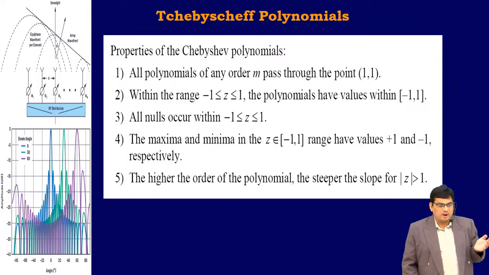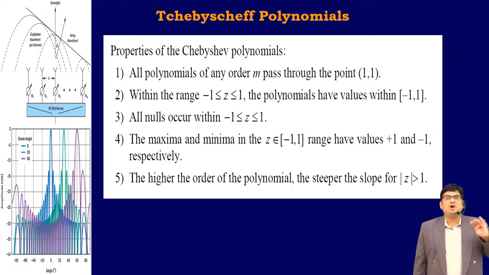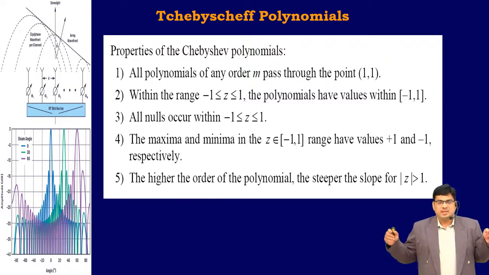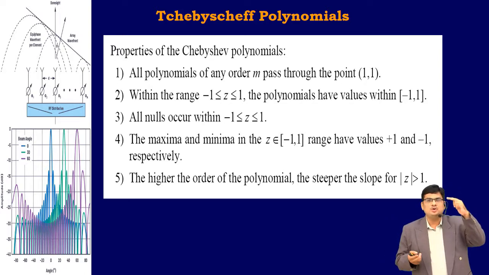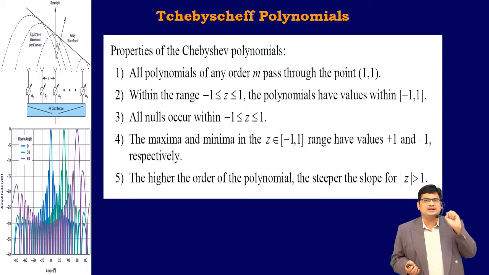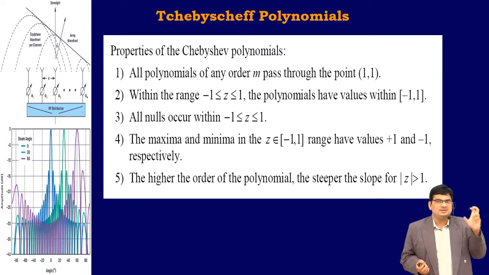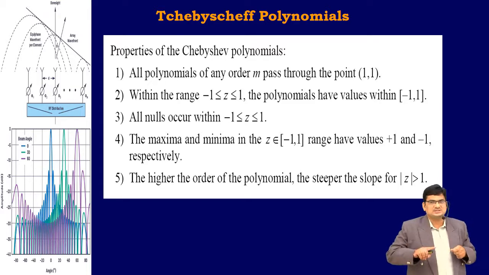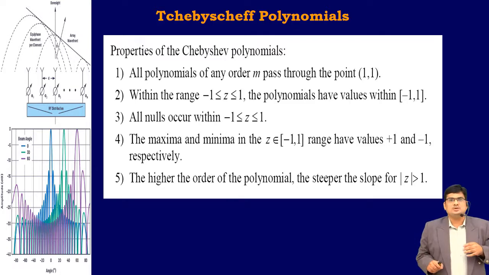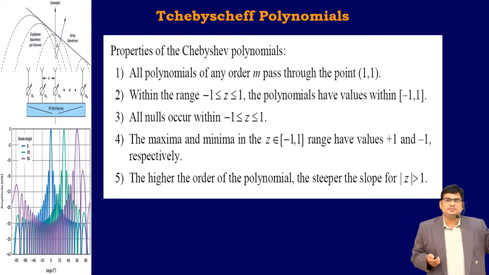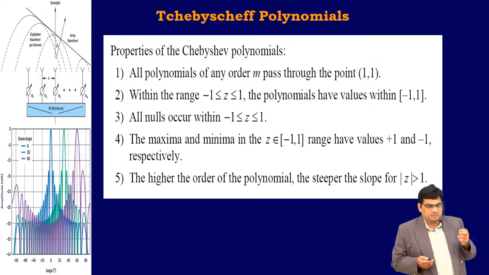By observing this curve, what we have to observe is that all the polynomials of mth order pass from minus 1 to plus 1 or plus 1 to minus 1, within the range minus 1 less than or equal to x less than or equal to 1. In this range, all the polynomials lie between minus 1 and 1, and all the nulls also lie in this range only, and you get the maximum value as plus 1 and minimum value as minus 1 respectively.